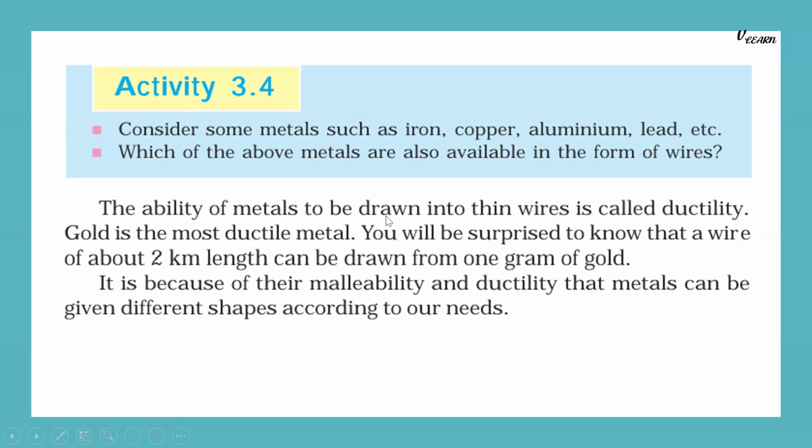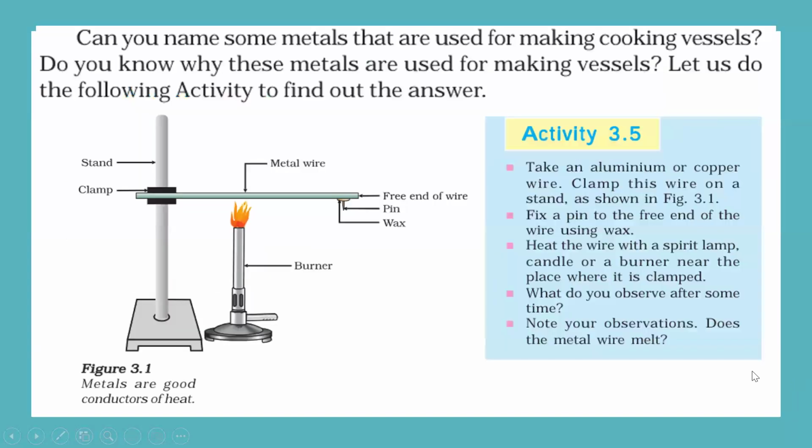The ability of metals to be drawn into thin wires is called ductility. Gold is the most ductile metal. You will be surprised to know that if you take 1 gram of gold and make it into a thin wire, you can make a wire up to 2 kilometer length. This is because they are highly malleable and ductile. That's why we can even make it into different shapes and use it for making ornaments.